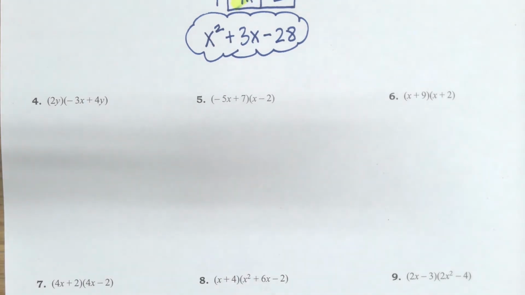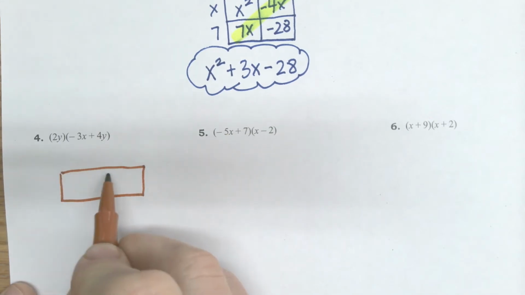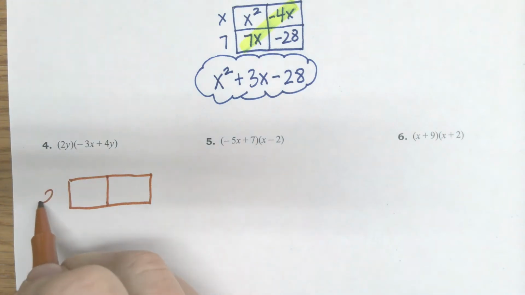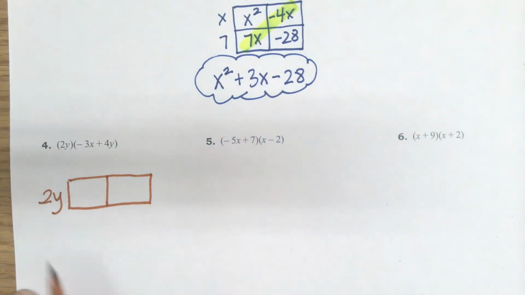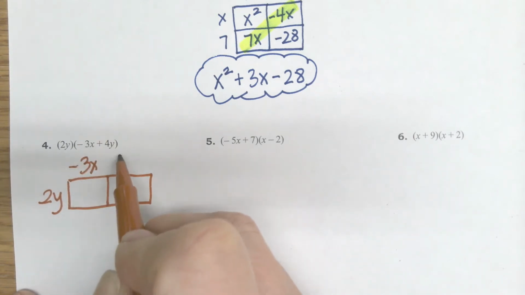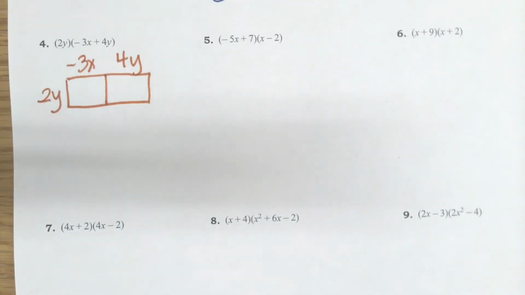So when I create that box, it's going to be a 1 by 2. So 2y, the first term, will go along the side. And then negative 3x and 4y. Remember, positives don't have a sign in front of them. Negatives will. And then I just go ahead and multiply those things together.